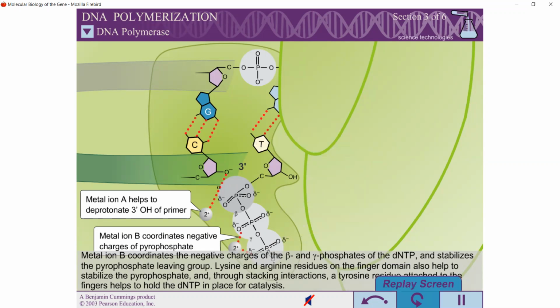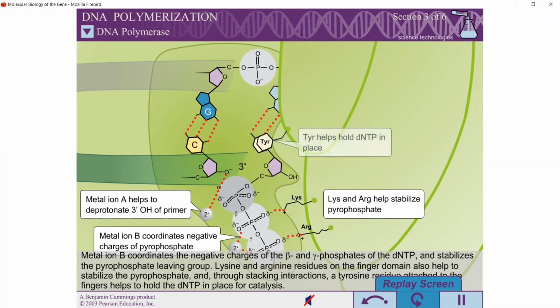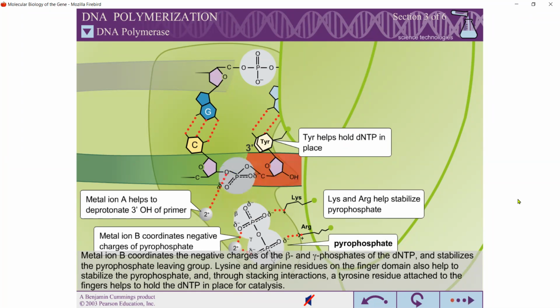As you can see, metal ions A and B have coordinated. And now we have lysine and arginine residues. They hold the pyrophosphate in position. And we have the tyrosine residue attached to the finger that holds the dNTP in position, and the oxygen is now attacking. And the polymerization process is complete.